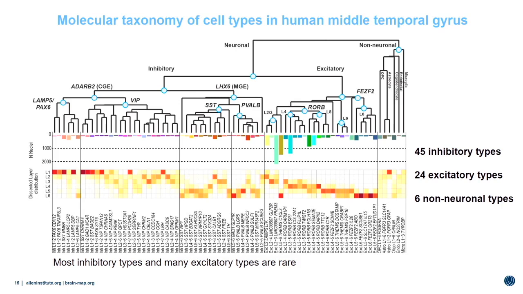And lastly, I just wanted to point out that, as you may have noticed from the mouse data, the inhibitory neuron taxonomy in human and mouse looks very reminiscent of one another. So we see major splits into two broad classes that correspond to the putative developmental origins of these inhibitory interneuron types, the caudal ganglionic eminence and the medial ganglionic eminence. And within these major classes, we see similar division into similar subclasses in mouse and human.